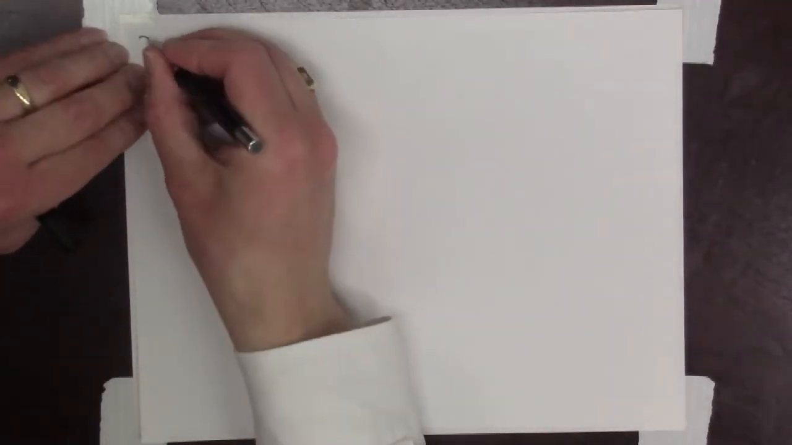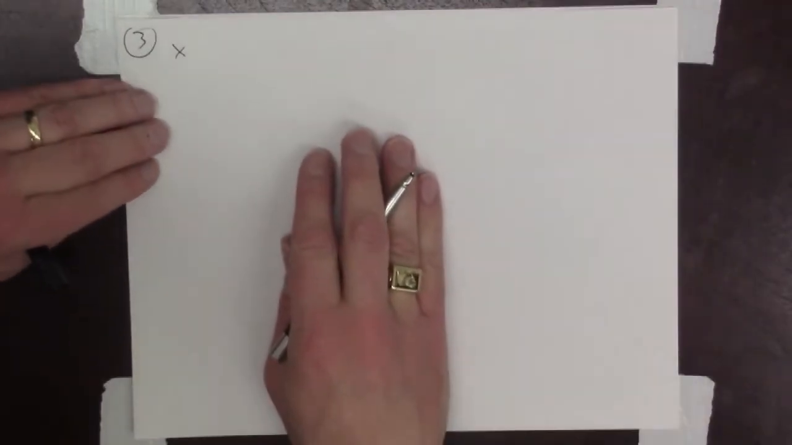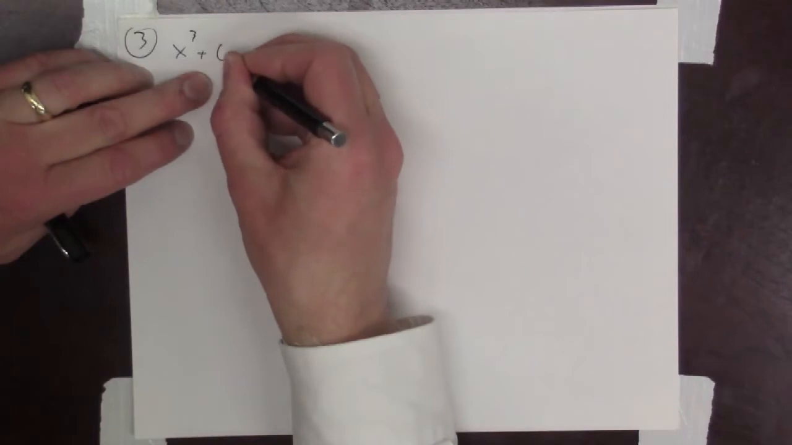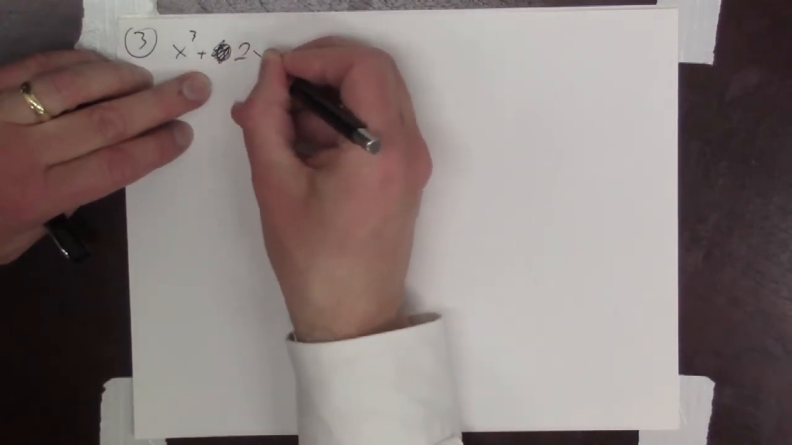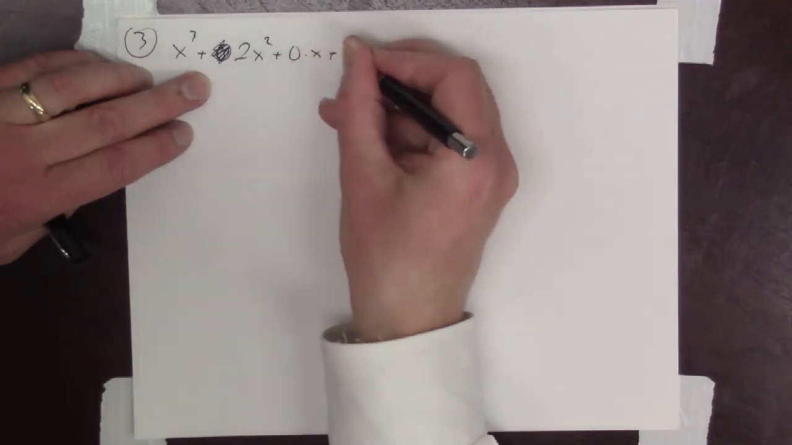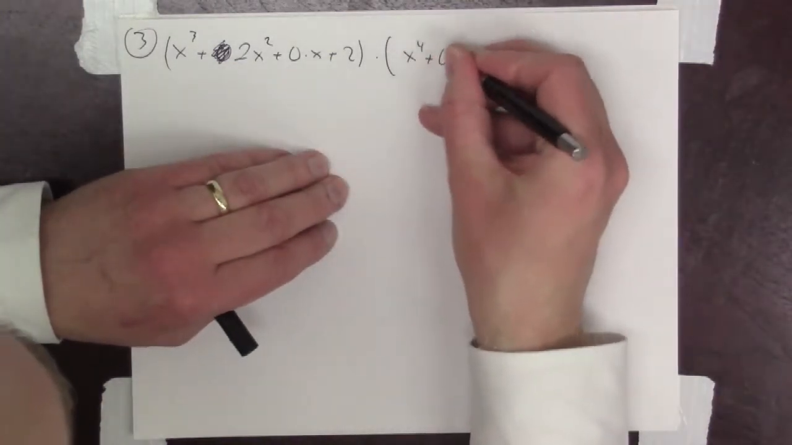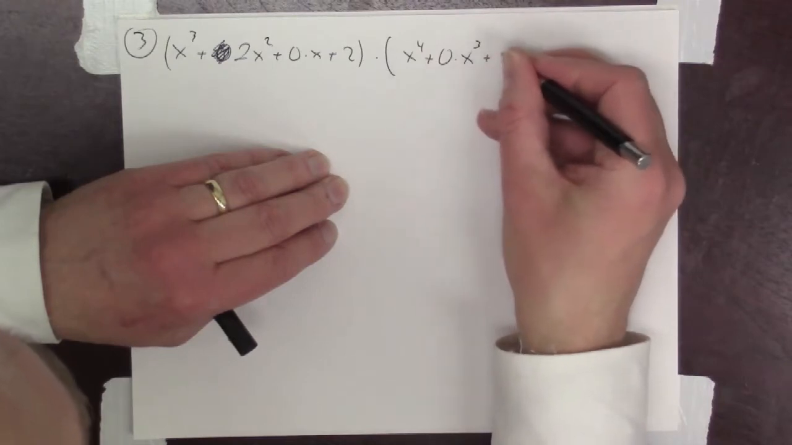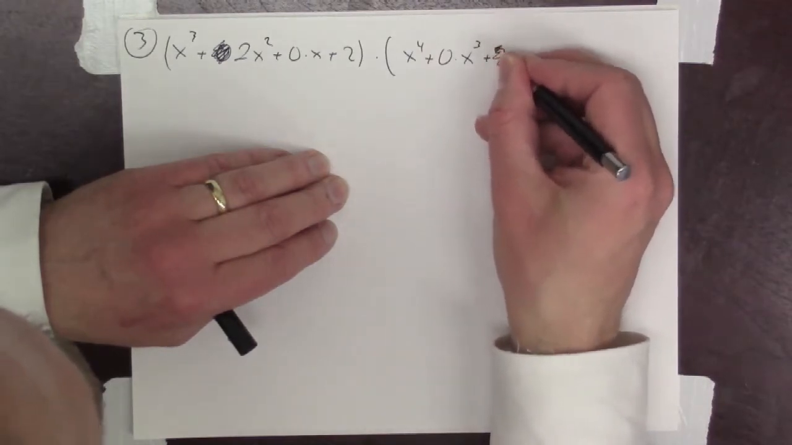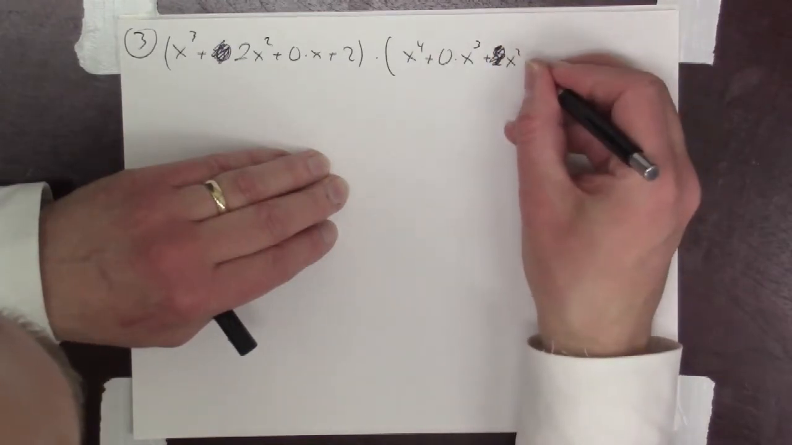Now we go on to polynomial multiplication. Maybe I should fit the paper on the screen here. But the first thing, third problem: 2x cubed plus 0x plus 2 times x to the 4 plus 0x cubed plus x squared plus 2. I'm sorry, I can't even read my own notes.